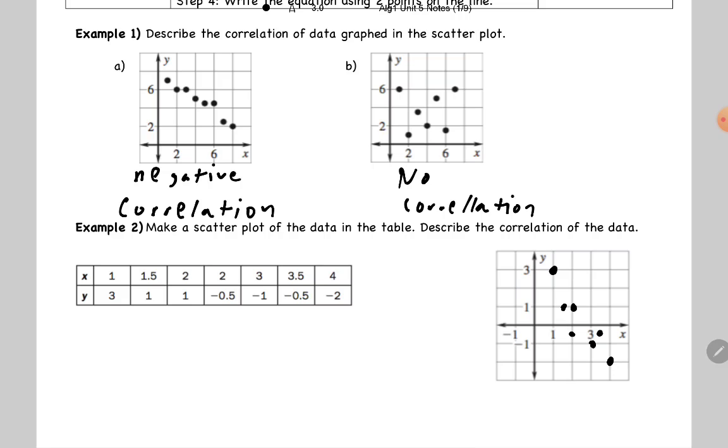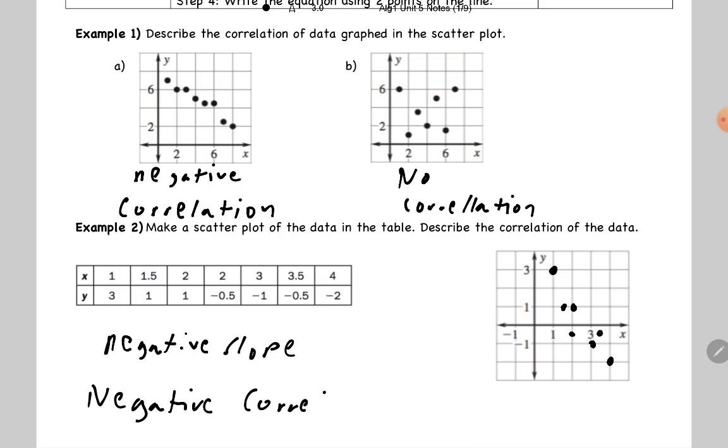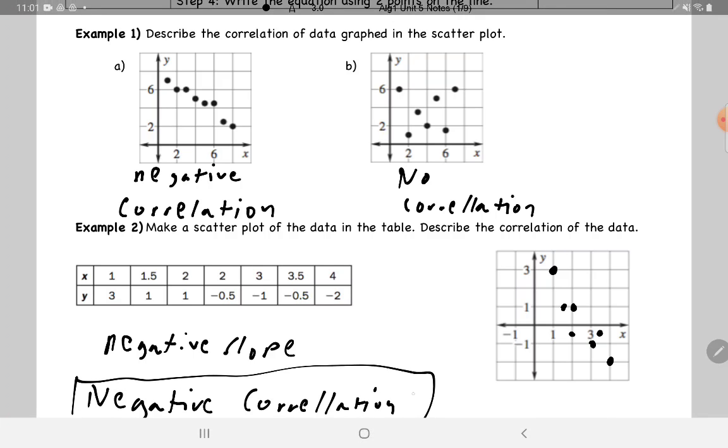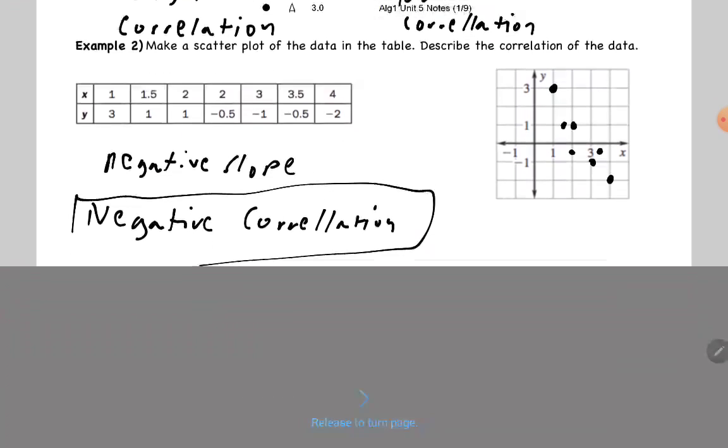Okay, it looks like there's a negative slope. So negative slope means negative correlation. From left to right, it looks like the dots are going downward. All right, let's move on.